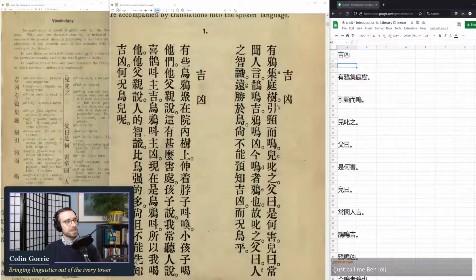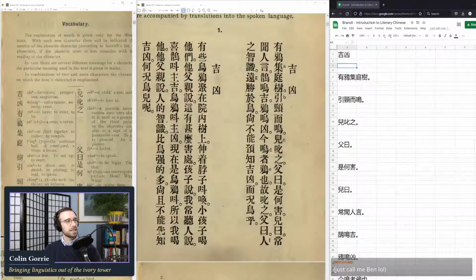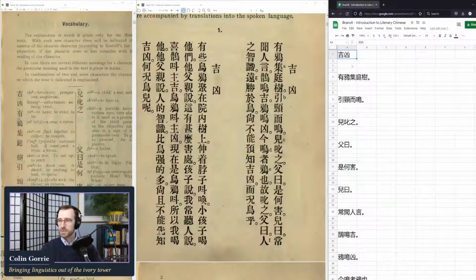I'm going to use this handy trick to get multiple views of the same PDF. Let's get multiple views of this PDF open so that we can look at the vocabulary, we can look at the text, and then we can do our gloss and see what we can get.